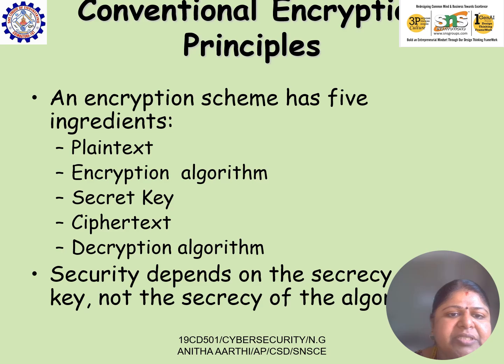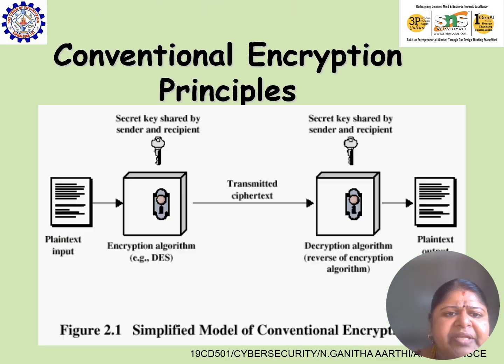An encryption scheme has 5 ingredients, which are plain text, encryption algorithm, secret key, ciphertext, and decryption algorithm. The security depends on the secrecy of the key and not the secrecy of the algorithm. So the following is the block diagram of the simplified model of conventional encryption, as you see, the plain text has been converted into ciphertext. When the ciphertext is created, we use a secret key which is shared by the sender and the recipient, and this is the example.